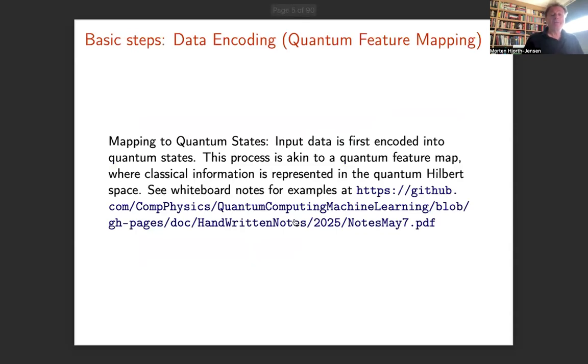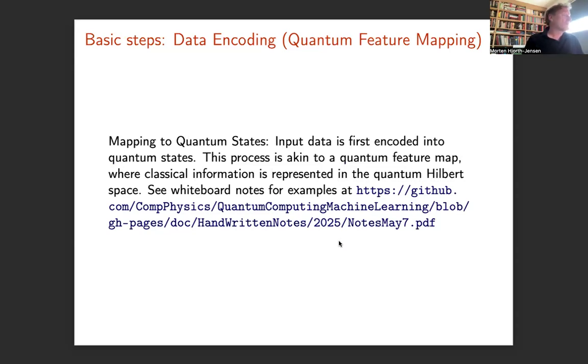So mapping, the data encoding part is actually one of the things which we will discuss partly today. The input data is first encoded into some quantum states. This is similar to what we normally call a quantum feature map, where classical information is represented in the quantum Hilbert space. And this is something we will cover in the whiteboard notes.